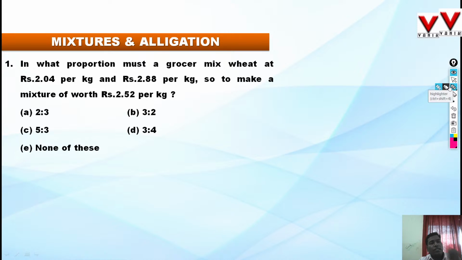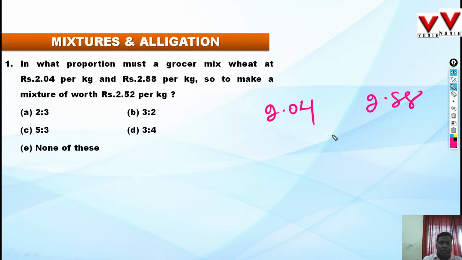Tell me the question's answer. In what proportion must a grocer mix wheat at 2.04 rupees per kg and 2.88 rupees per kg, so as to make a mixture worth 2.52 rupees per kg? Ekdam easy level question. So I write here 2.04 and 2.88, and 2.52.